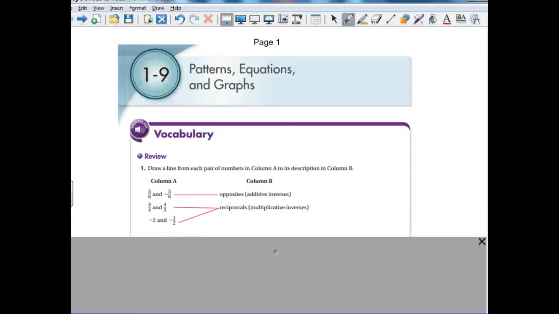Hello again, everybody. This is video 4, chapter 1, section 9: patterns, equations, and graphs. Let me give you an overview here. What they're going to do in this section is want you to see the overall picture of the relationship between these three things. We get into a lot more detail on the equation and graph relationships later. So this is just an overall picture.